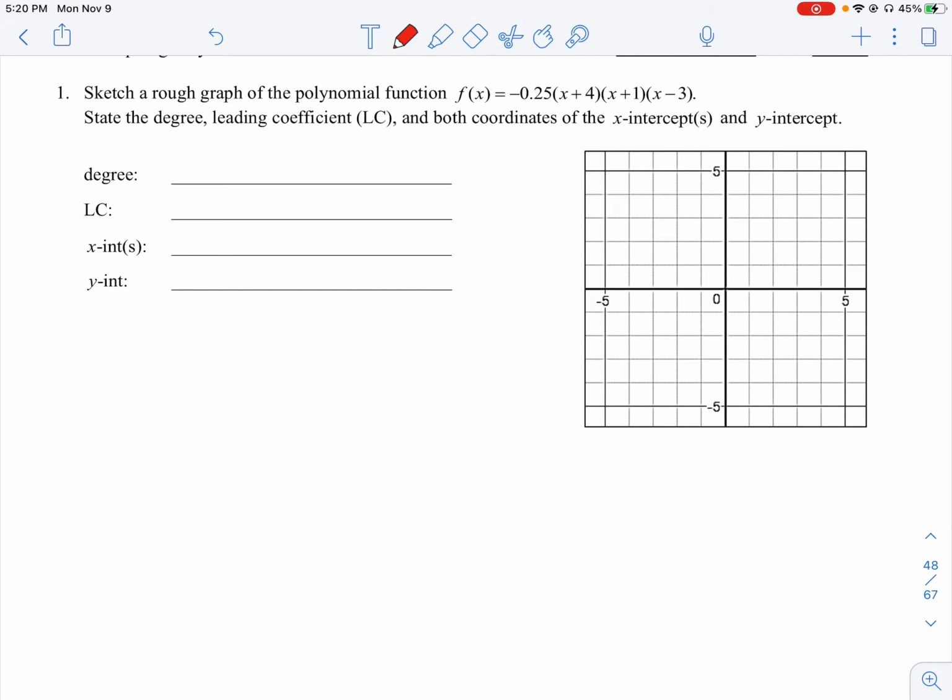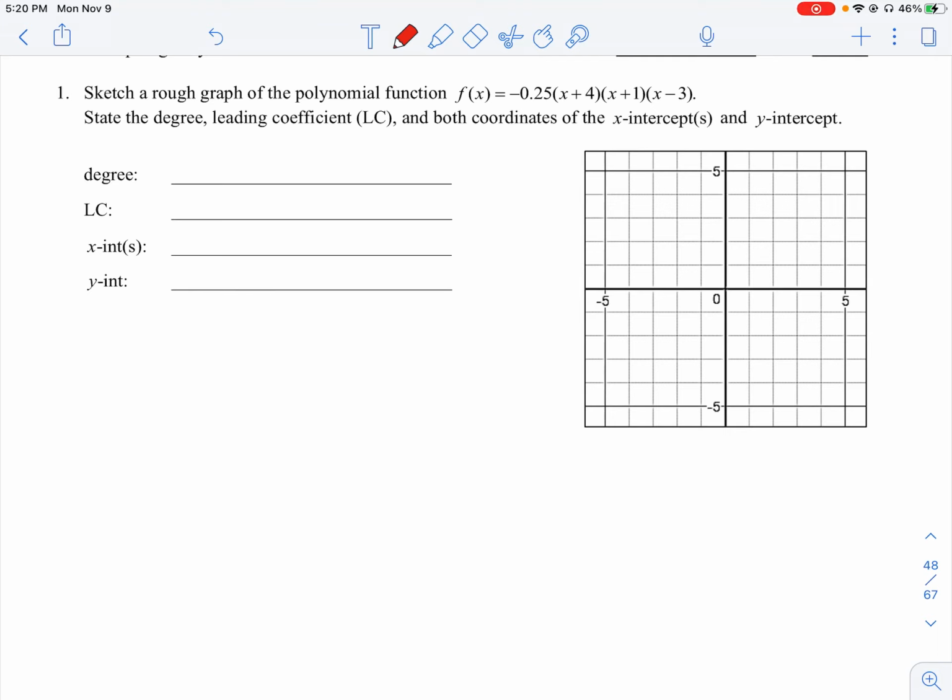Sketch a graph of the polynomial function f of x equals negative 0.25 times (x plus 4) times (x plus 1) times (x minus 3). State the degree, the leading coefficient, and both coordinates of the x-intercepts and the y-intercept. Again, this video is a continuation of polynomial functions. Before watching this video, I really suggest that you watch previous videos about polynomials, okay? Now, let us start with the degree.